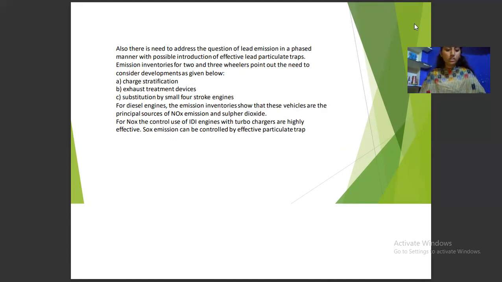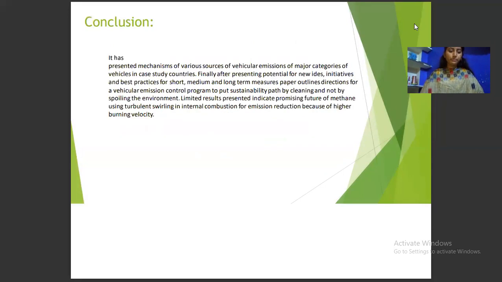Charge stratification, exhaust treatment devices, substituted by small four-stroke engines. It has presented emissions of various sources of vehicles, emissions of major categories of vehicles in the case study countries.